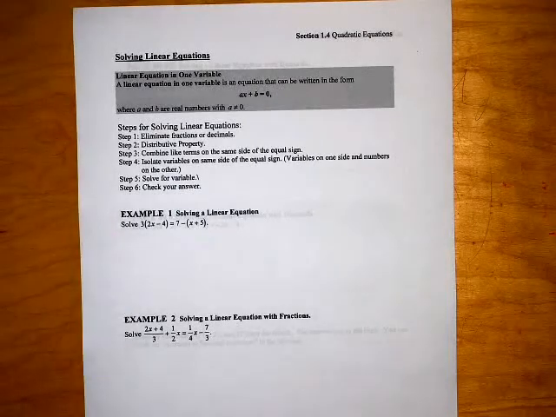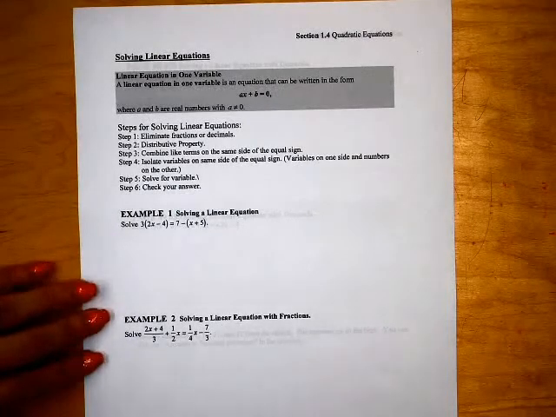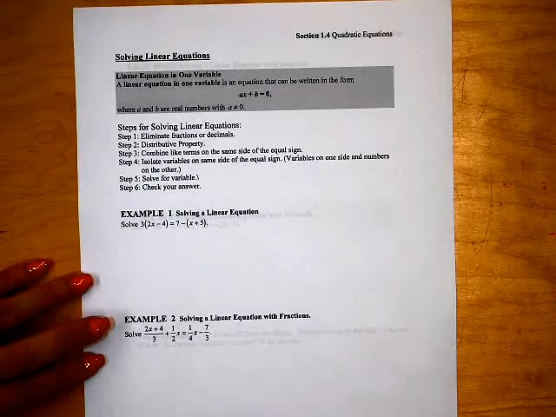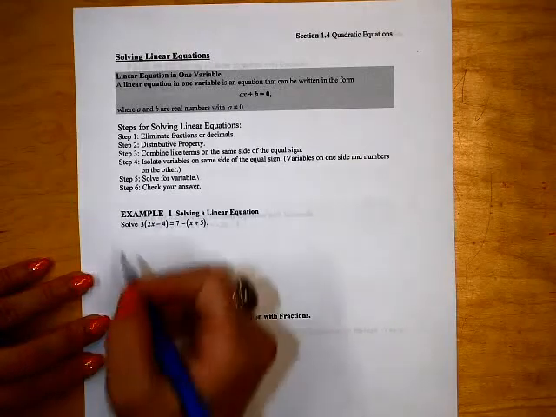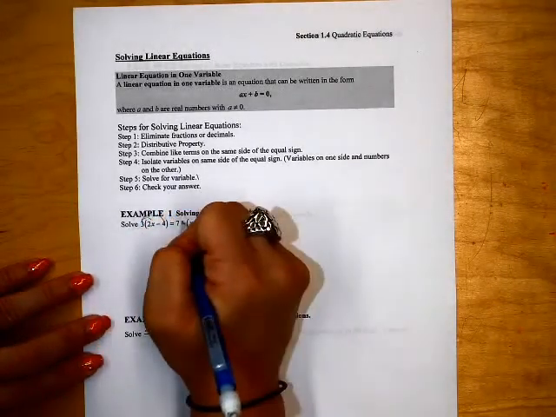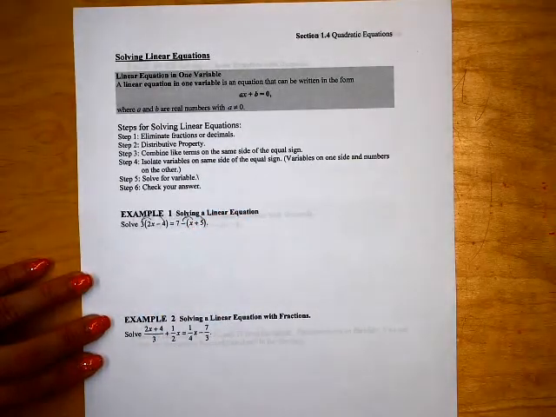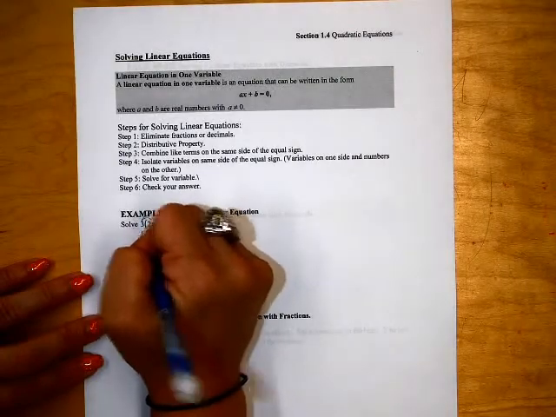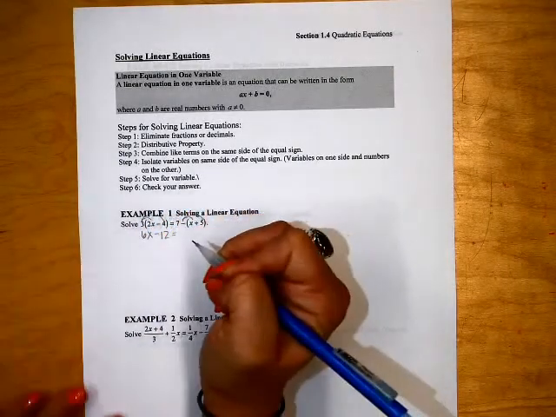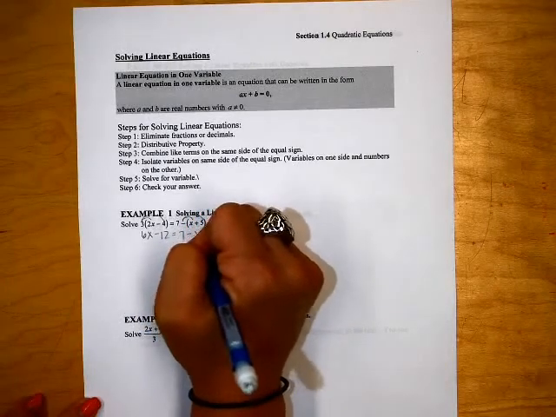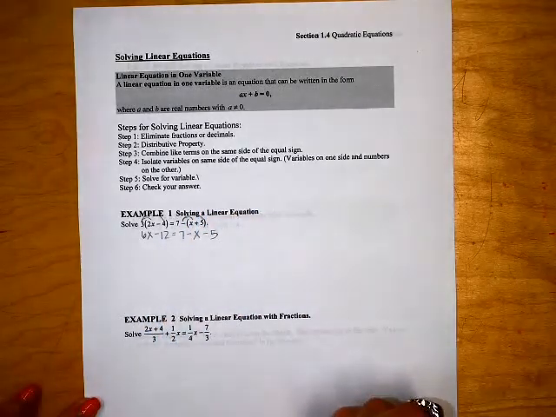So if we look here at example 1, we have solve 3 times (2x minus 4) equals 7 minus (x plus 5). So the first thing that we're going to do is distribute, because we do not have fractions and we do not have decimals, so that takes us straight to step 2, which is the distributive property. So we're going to multiply our 3 through our parentheses, and then we're also going to take this negative and multiply it through our parentheses. So we get 6x minus 12 equals 7 minus x minus 5.